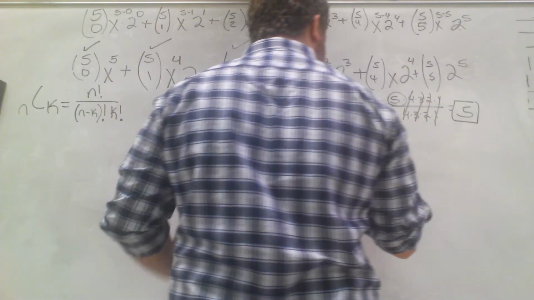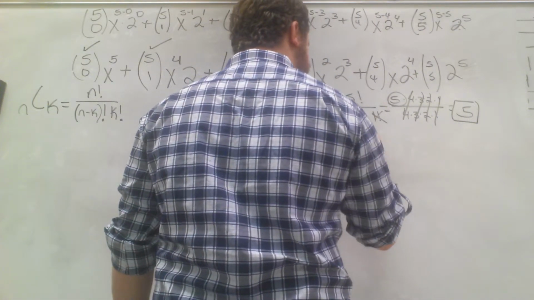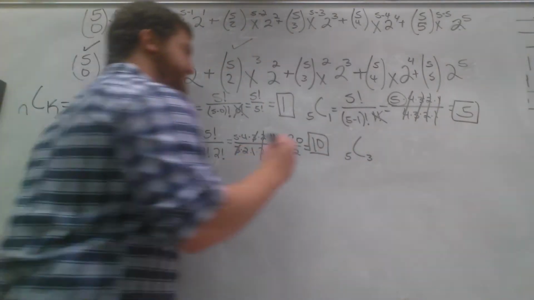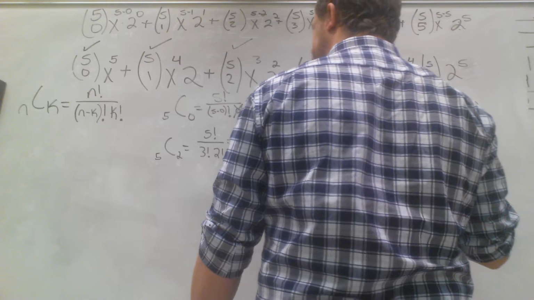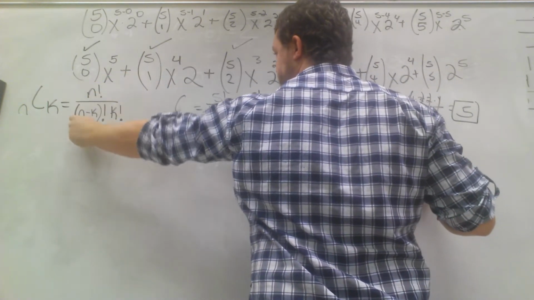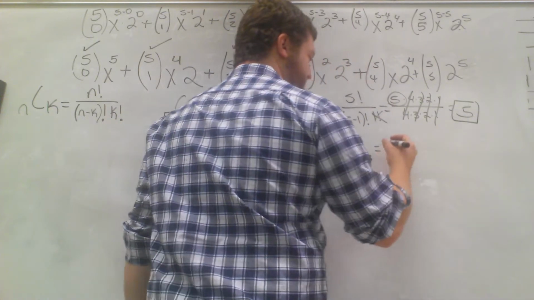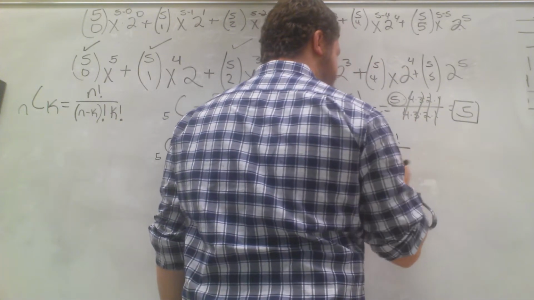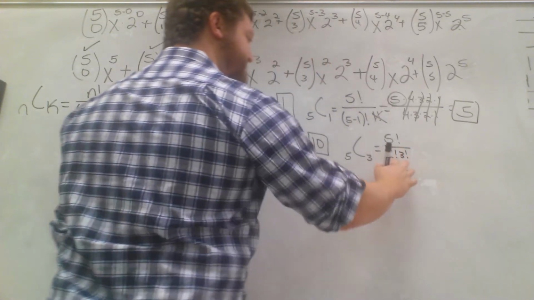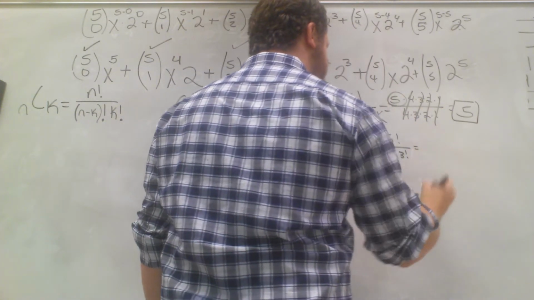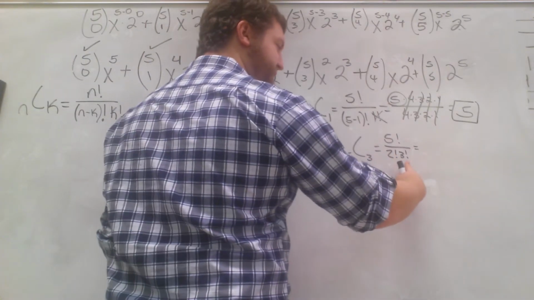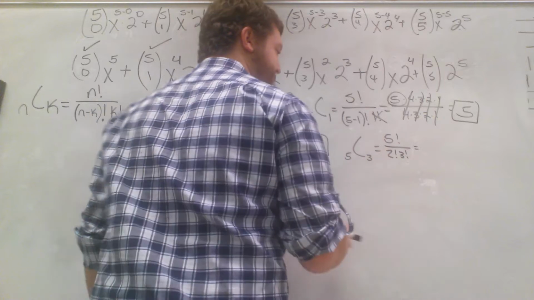Now I'll do my next one, 5C3. Pause it if you didn't get it. So now I'm doing the same formula, 5 factorial over 5 minus 3 factorial times 3 factorial. What's 5 minus 3? It's 2 factorial times 3 factorial. Once again, what does the bottom do? It adds up to be the top. Now, if it's 3 factorial times 2 factorial over here, and then it's 2 factorial times 3 factorial over here, and I just flip-flop them, what do you think my answer is going to be?